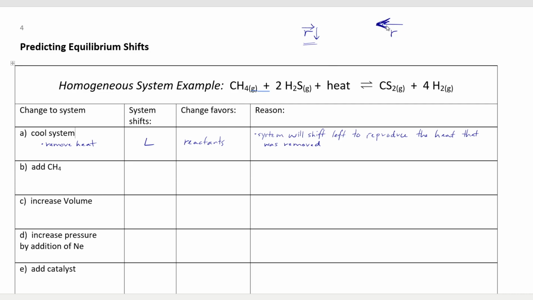Those rates are unequal. Because you've removed heat, the forward reaction slows down, and so the reverse reaction relative to the forward reaction now seems quite a lot faster. So the reverse reaction will, quote unquote, speed up to reproduce the heat. It doesn't actually speed up, but relative to the reaction that has been slowed down, it looks like it has.